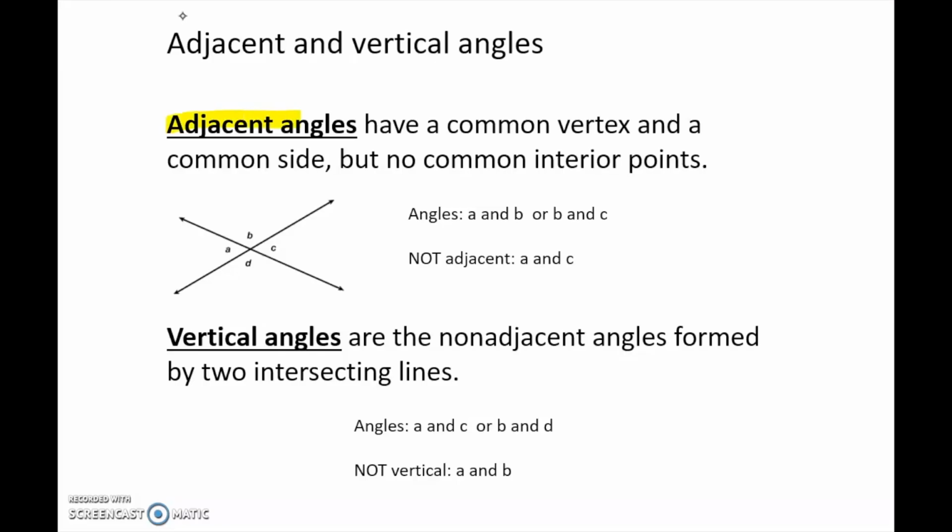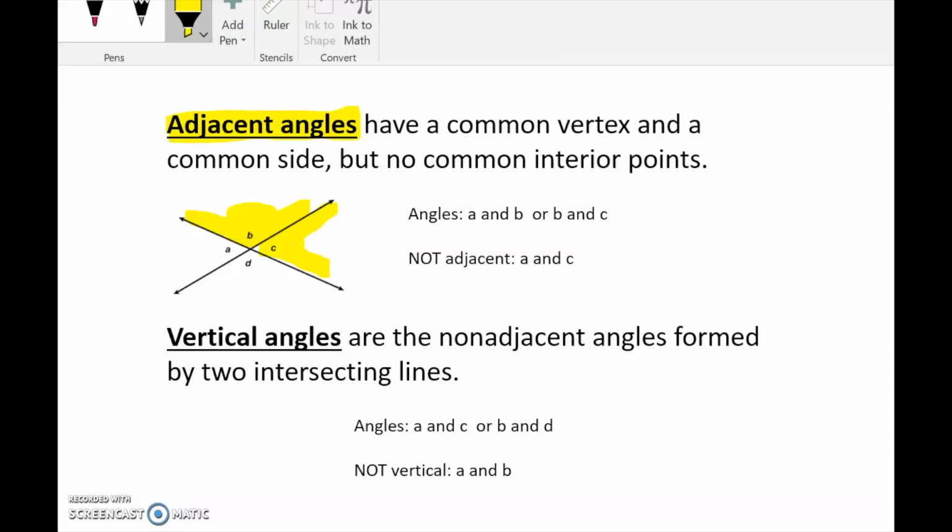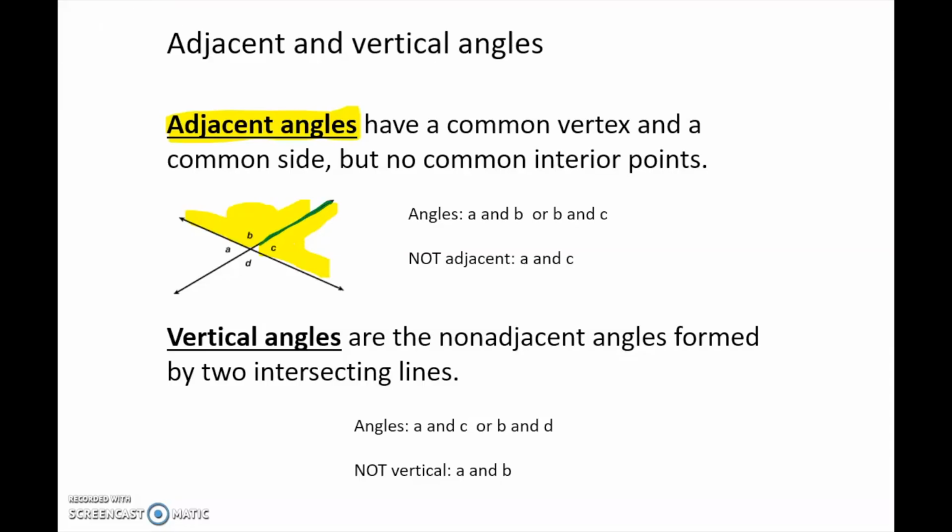The first is adjacent. Adjacent angles have this really fancy definition that says they have a common vertex and a common side, and that's really confusing. Adjacent angles are angles that are next to each other. So for example, angle B is next to angle C. See how they both share a side? A common side means one of their sides are touching. So angle B and angle C are adjacent. They're next to each other.